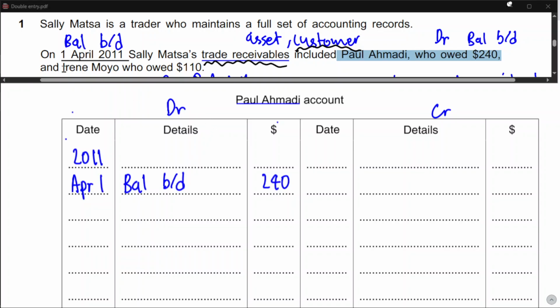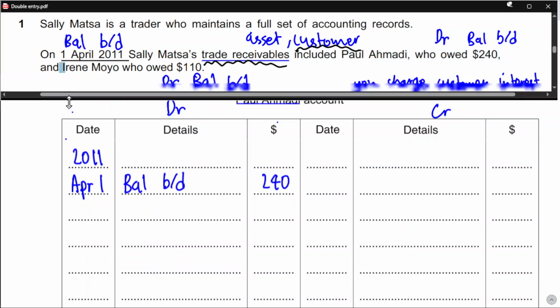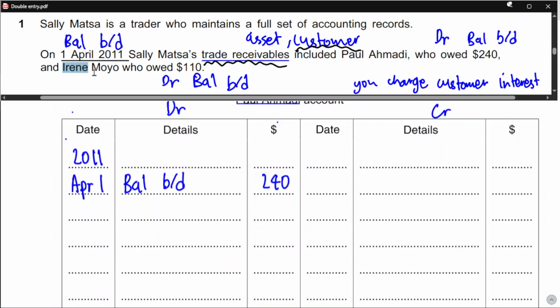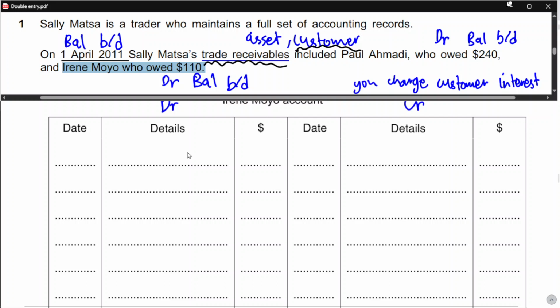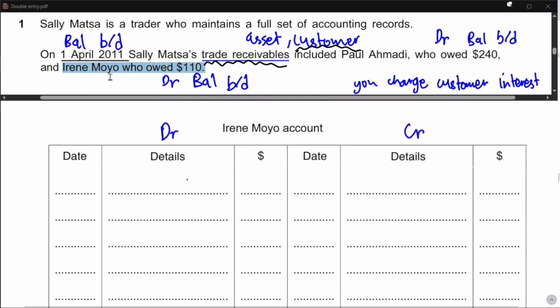Then let's see here. Then he say Irene will be, okay. Then let's go to Irene account. So Irene debit balance BD. Irene debit balance BD 11110. The date will be 1 April 2011.